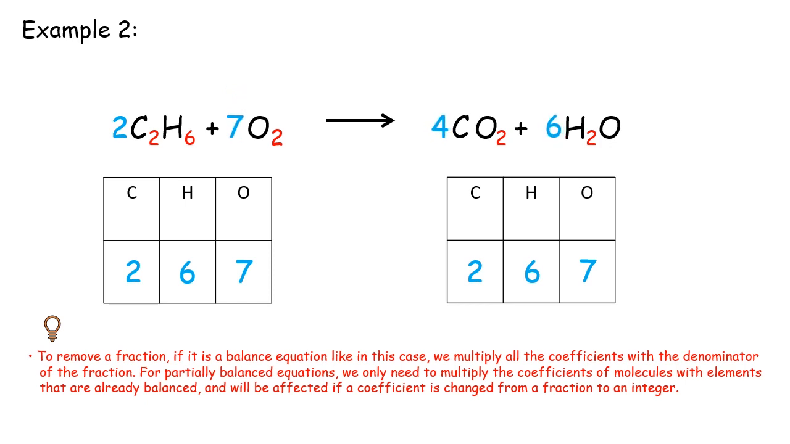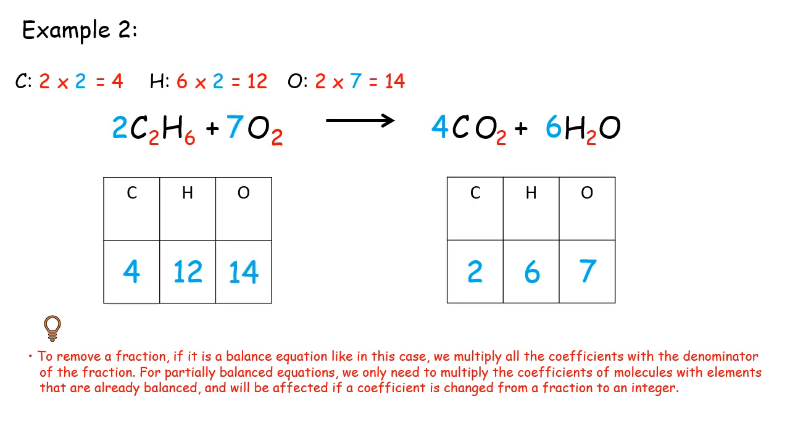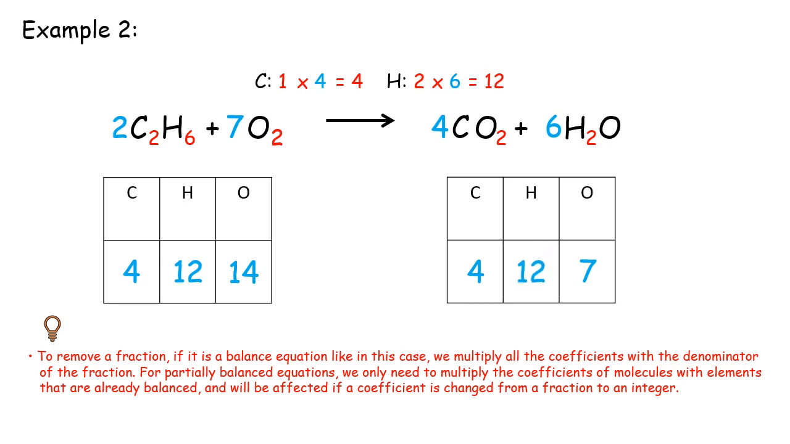Now let's count the number of atoms for each element. On the reactant side, multiplying the subscripts of carbon and hydrogen in ethane by its coefficient of 2, gives us 4 carbon atoms and 12 hydrogen atoms. Multiplying the subscript of oxygen by its coefficient of 7 gives us 14 oxygen atoms. On the product side, multiplying the subscript of carbon in carbon dioxide by its coefficient of 4, gives us 4 carbon atoms. Multiplying the subscript of hydrogen in water by its coefficient of 6, gives us 12 hydrogen atoms.